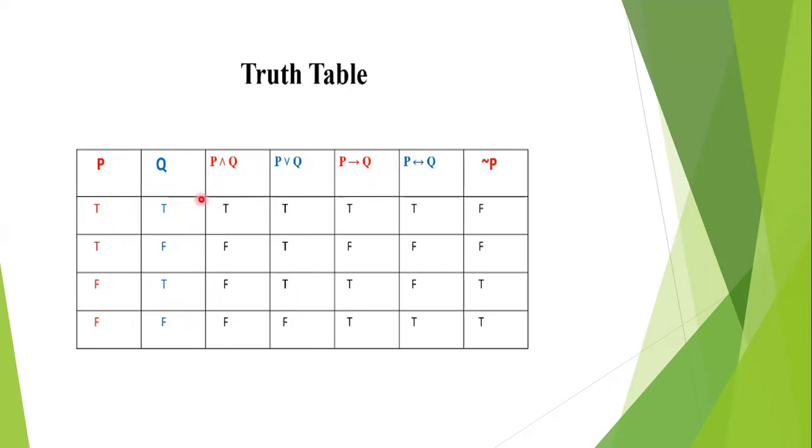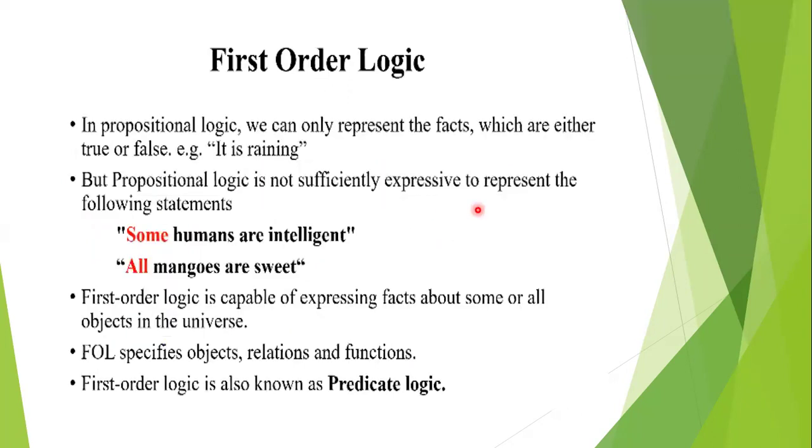Implies. If the if part is true, then it will work. If the if part is false, it won't work. Then biconditional. Biconditional means both the inputs should be the same, then it will be true. If one of the inputs is false, then it will be false. Negation will be the opposite of the input. So if it is true, it will be false.